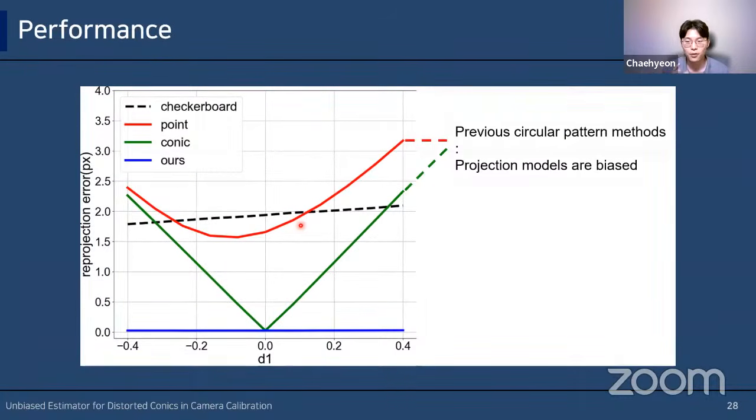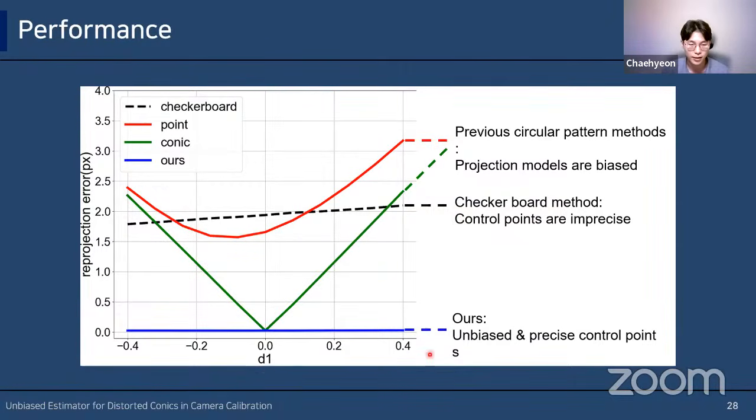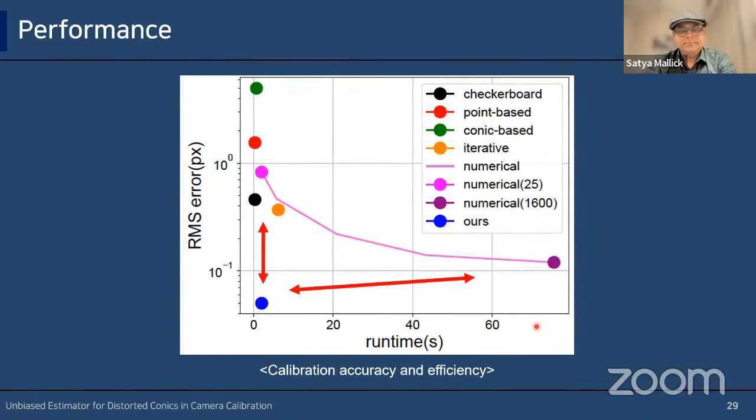However, previous circular pattern methods have a wrong projection model. They just assume the circle center is projected to the centroid, so their errors increase when the distortion coefficient increases. Although the checkerboard method has an unbiased projection model, it shows a consistent error due to inaccurate measurement. In contrast, our method shows the ideal errors, nearly 0. And this figure demonstrates the root mean square error of the estimated camera parameters by several calibration methods. Our method is superior to other methods in both accuracy and efficiency.